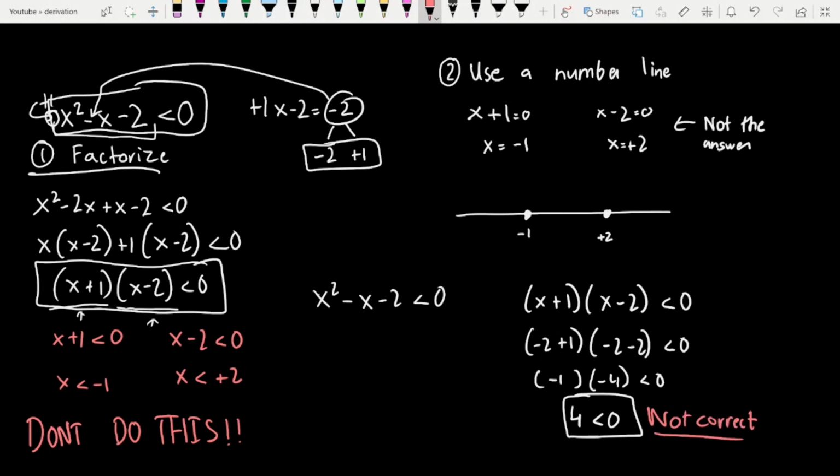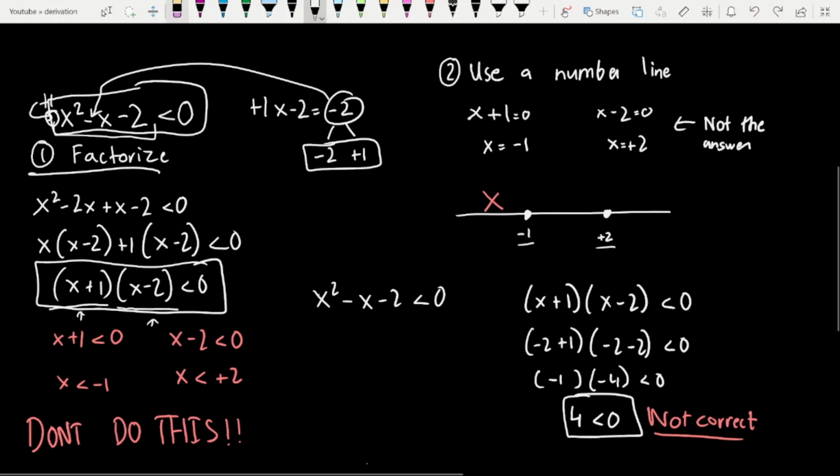Right? So that means that this section is basically incorrect. Okay, so now we're on to the next section. For this section, let's pick any random value between negative 1 and positive 2. You can go ahead and pick negative 0.5, that's basically between these two numbers. You can pick 1.5 if you want, or 1.3, or anything that you want. I'm just going to pick 0 because that's between these two numbers.